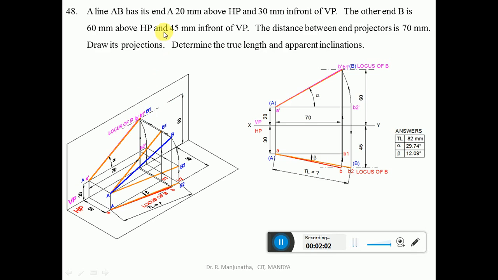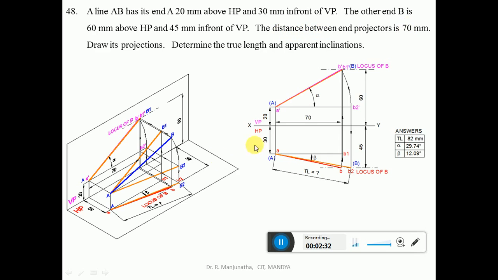Similarly, and 45 mm in front of VP. In front of VP is this distance, from here to here. That distance, when it is projected, is going to fall on the horizontal plane, and it is marked with a dash-dot line, which is again the locus of B in the top view. Now, the distance between the end projectors is 70 mm.